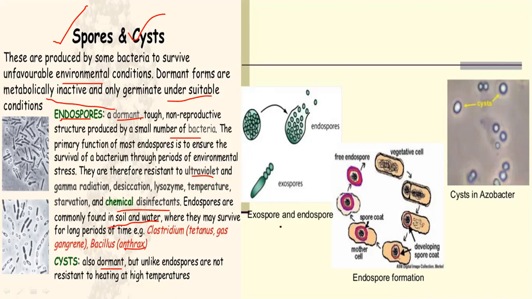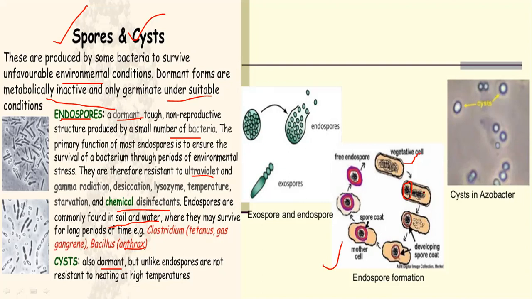You can see the formation of the endospore here. First of all, this is the vegetative cell, which can reproduce. Then the DNA is duplicated. The copy of the DNA moves to one side, and a tough layer of cytoplasm starts to move around this DNA. The DNA is thereby protected.